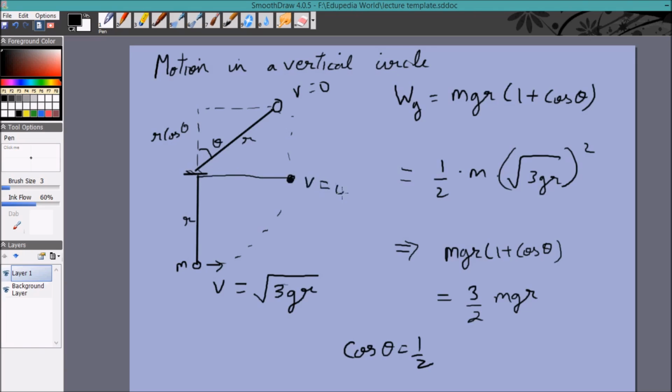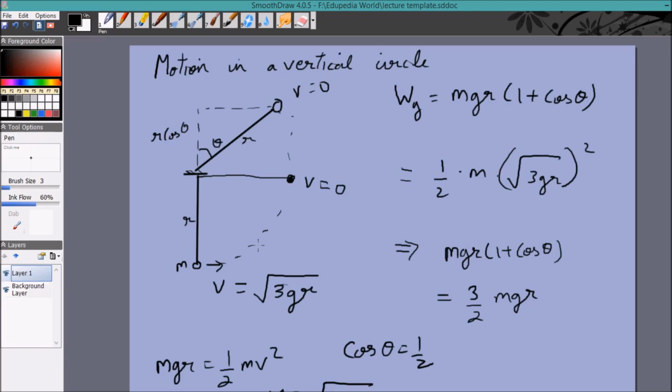This v equal to 0. In that case, this would not be mg into r into (1 plus cos theta). It would just be mgr, right? And this would be v. So we would get mgr is equal to half mv squared, which gives me v is equal to root 2gr. So for a speed smaller than root 2gr, it will move between these 2 quadrants. For a speed equal to root 2gr, it will reach this point, right? For a speed greater than root 2gr, it will move up and it might even complete the circle.